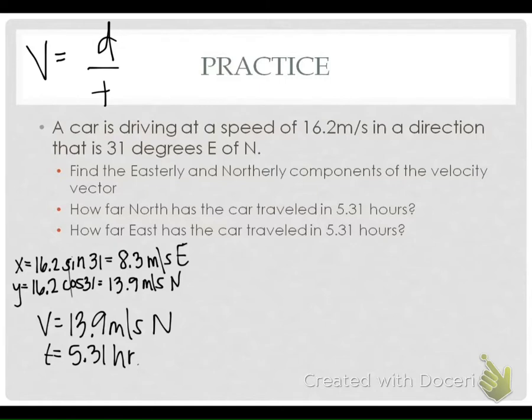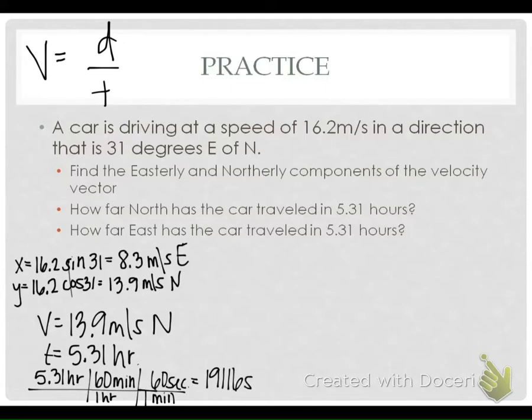Okay, so 5.31 hours to seconds. No, that's going from kilometers per hour to meters per second. So you're on the right track. So, 1 hour equals 60 minutes, and then 1 minute equals 60 seconds. Exactly. Times 60. And that is 19,160. Good. So that's how much time it takes us.